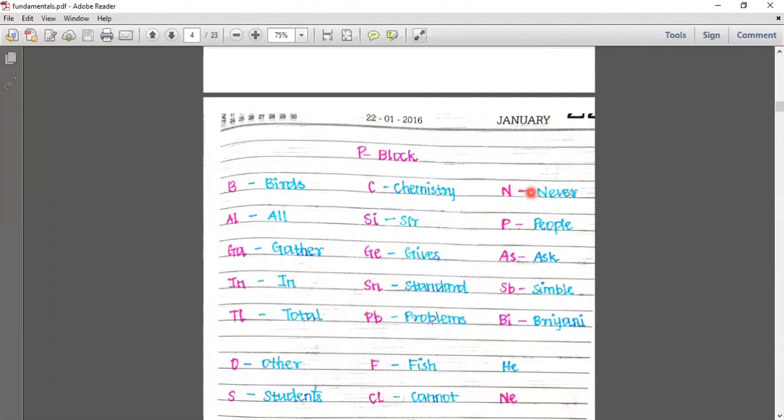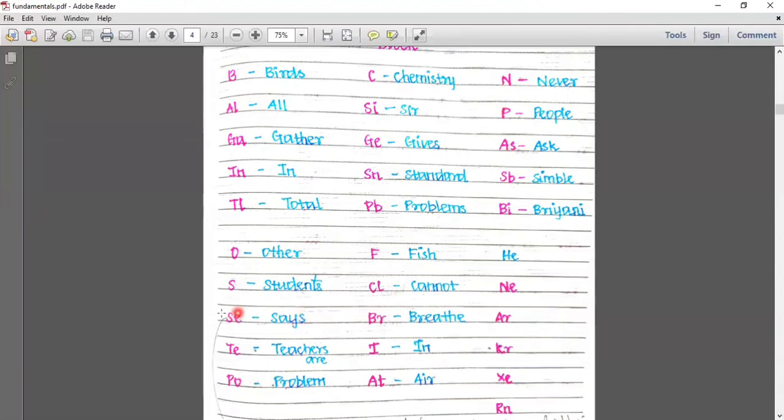And nitrogen family: never people assemble biryani. So N nitrogen, phosphorus, arsenic, antimony, bismuth. Don't say simple; if you spell it, it will become P. So it is SB. Antimony's symbol is SB. So SB will come if you say it in symbol, biryani. Then other students say teachers are problem. So oxygen family: sulfur, selenium, tellurium, and polonium.